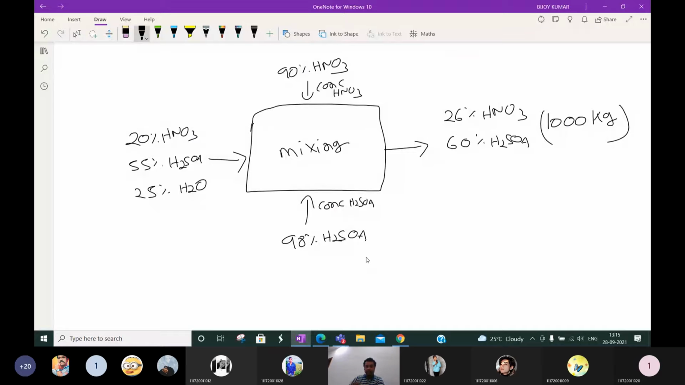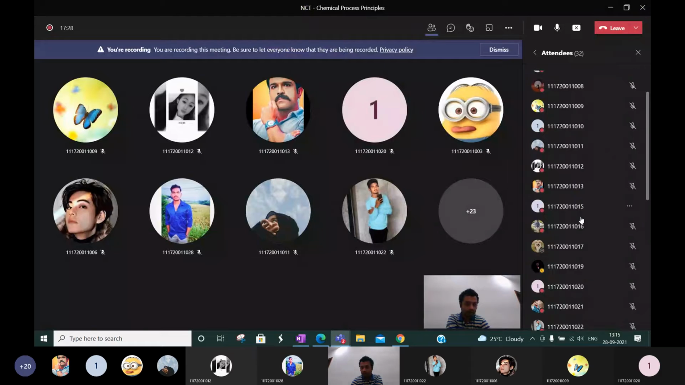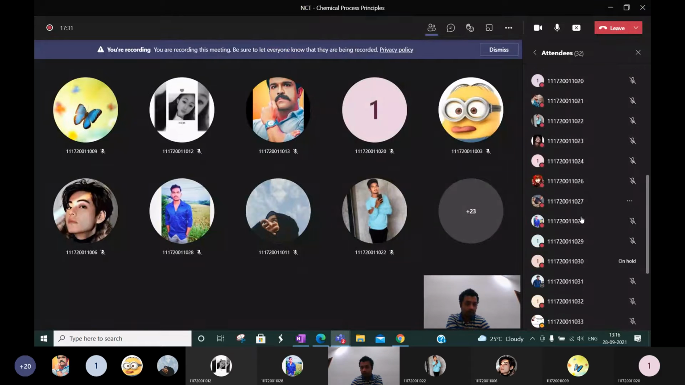Is it okay? Is it clear? Is the diagram okay with respect to the question? Yes, sir. Okay. Roll number 33.